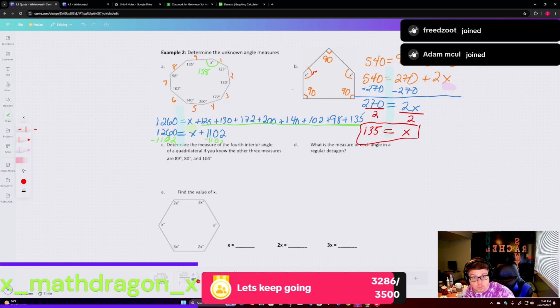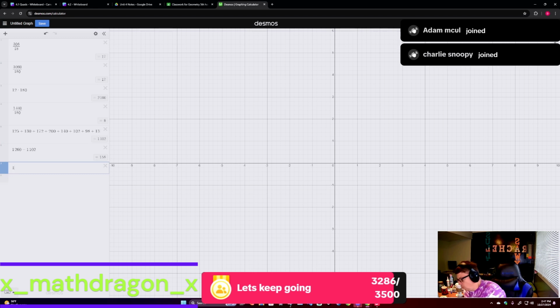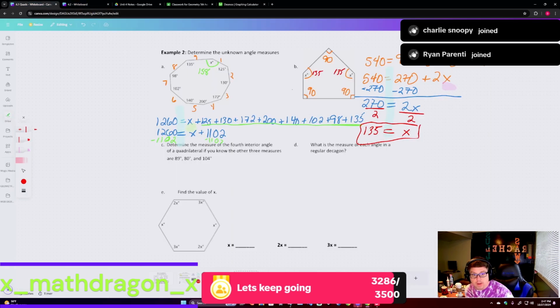And if this is 135 and this is 135 plus 90, 90, 90, look at 135 plus 135 plus 90 plus 90 plus 90 equals 540, which at the beginning of the problem we said was going to be 540. So there's another way to double check to make sure we did this correct.